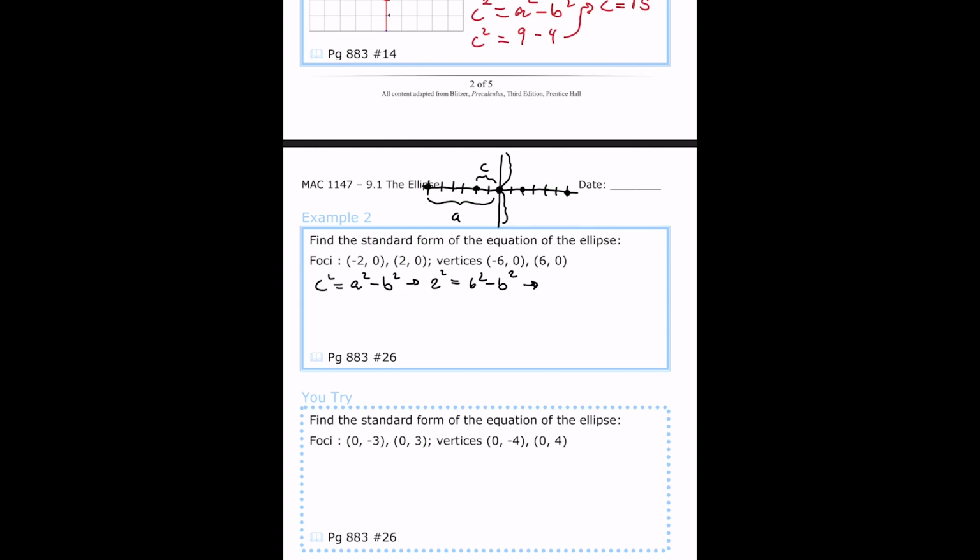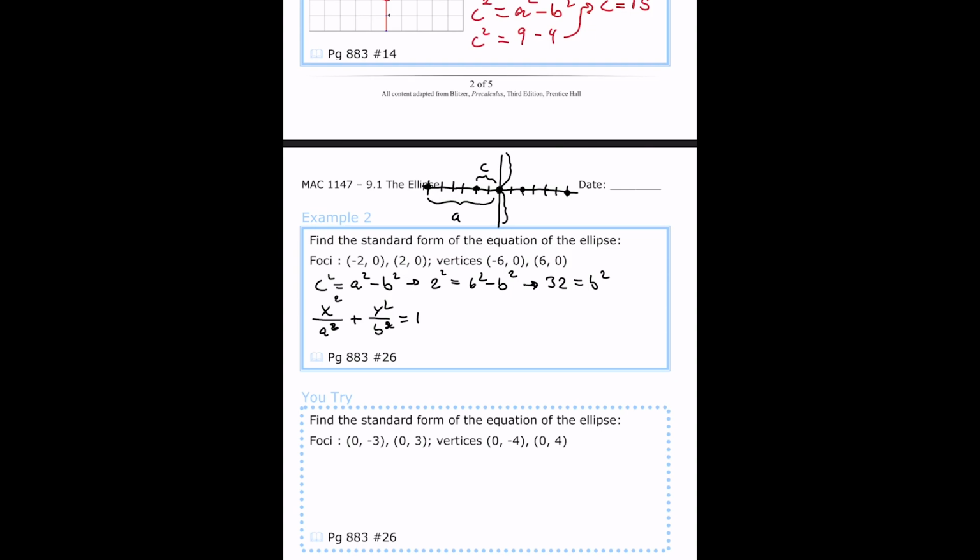And if we solve for B, let's solve for B squared just for starters. I've got 36 minus 4, which is 32. That's equal to B squared. And I could take the square root of both sides in order to find my B value. But do I really need my B value? As it turns out, I don't, because the standard form for the equation of an ellipse is x squared over a squared plus y squared over b squared equals 1.